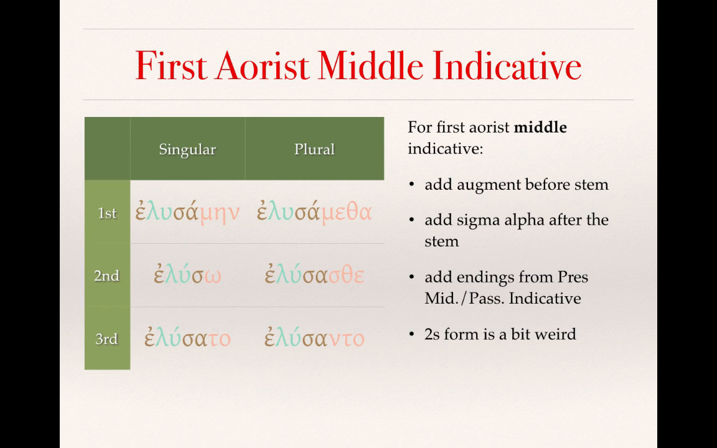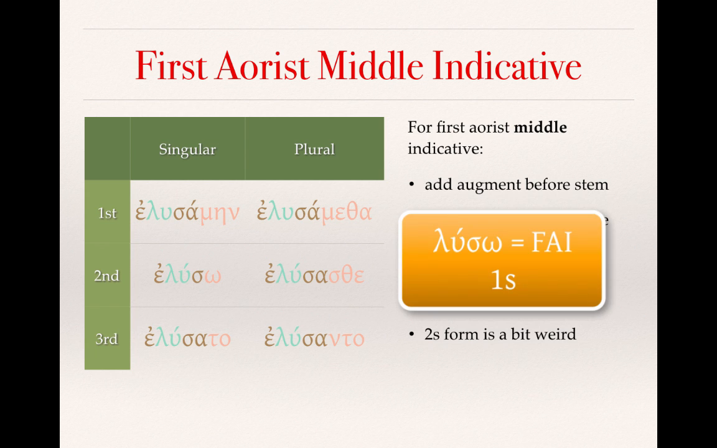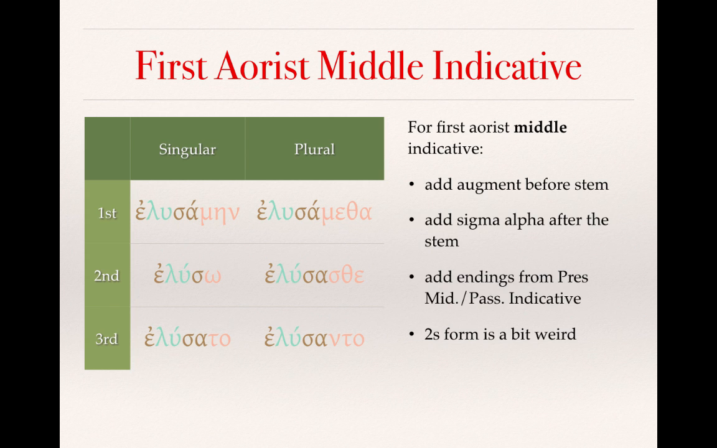And the second singular form is a bit weird. I would recommend that you begin to recognize it as such. You'll want to distinguish it from the future active indicative first singular, which would also have the sigma omega, but the augment here indicates that you are in the aorist tense.